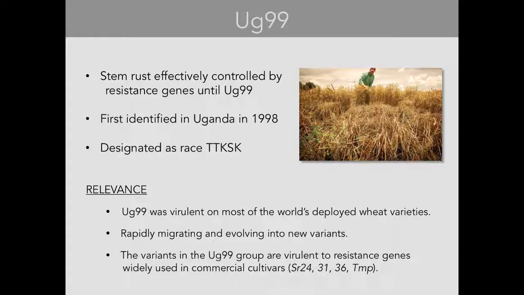First, Ug99 was virulent on over 80% of the world's deployed wheat varieties. It also has been rapidly migrating and evolving into new variants. And some of these variants also gained virulence to other resistance genes that are widely used in agriculture, particularly Sr24, Sr36, and SrTmp.